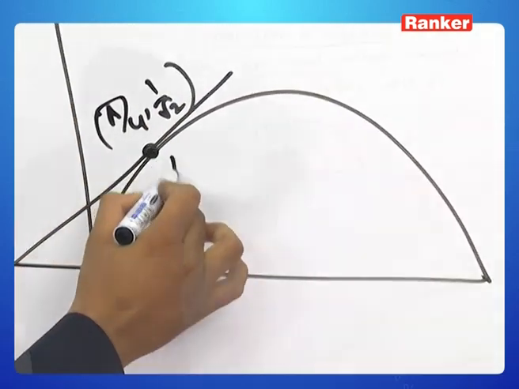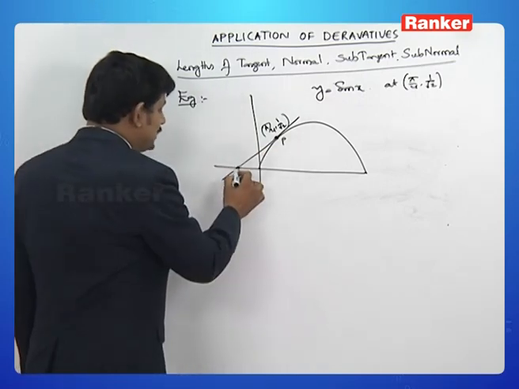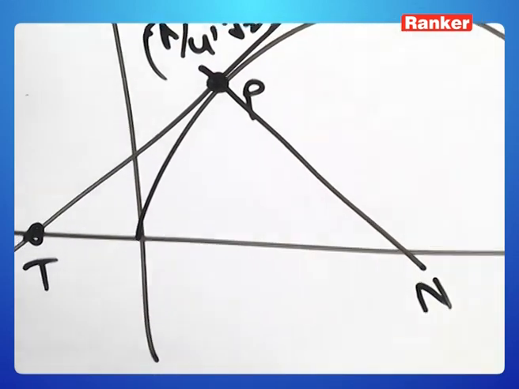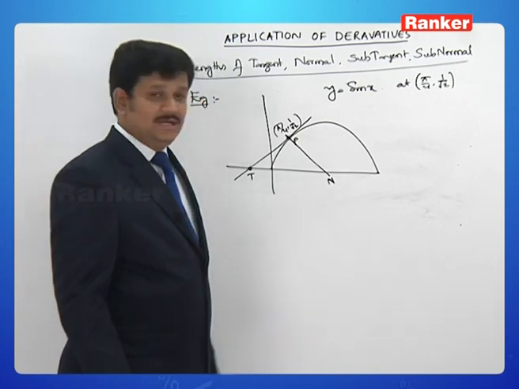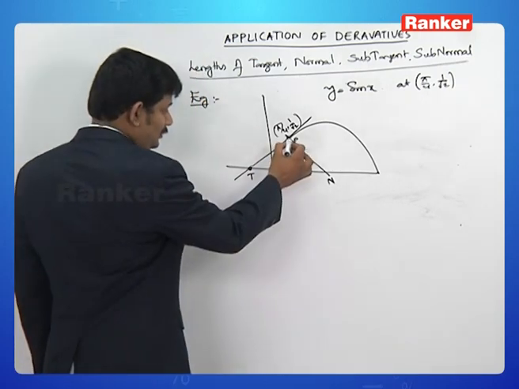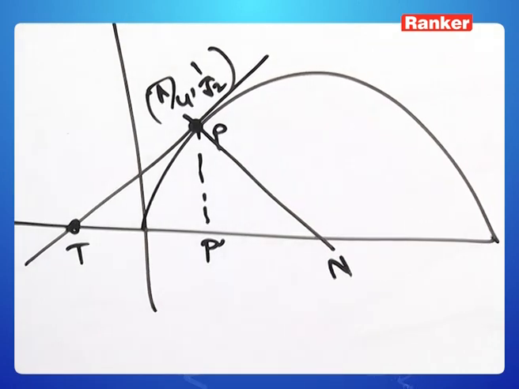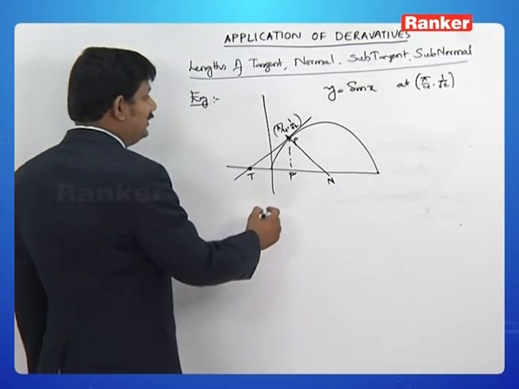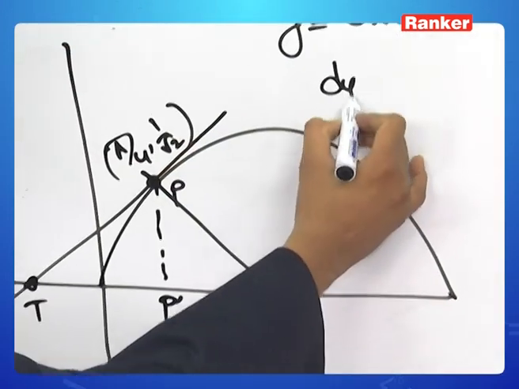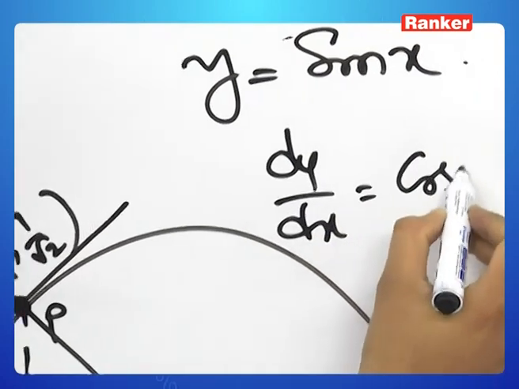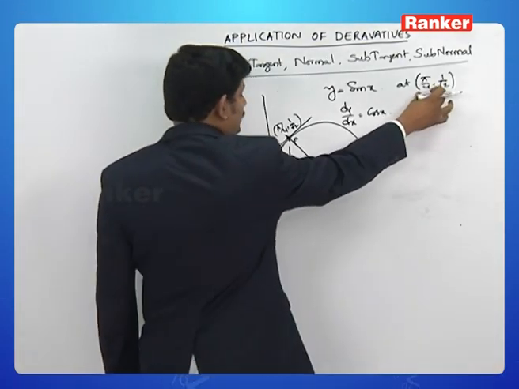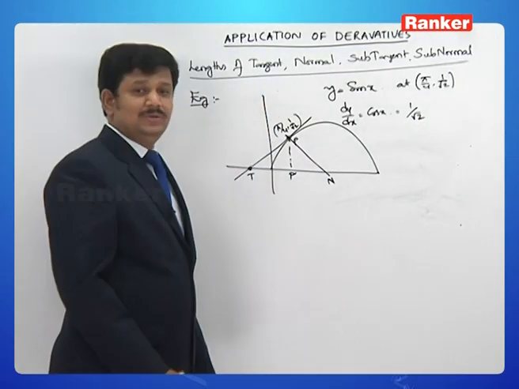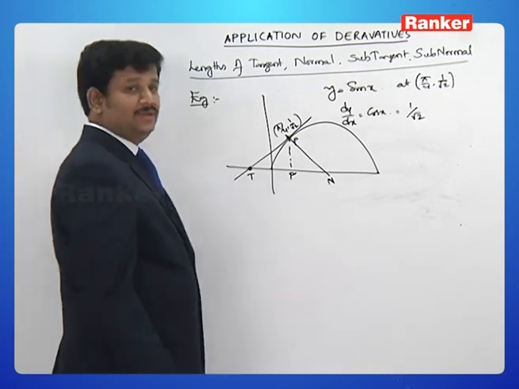Draw a tangent, let us say this point is P, let the tangent cut the x axis at T, PT is called length of the tangent. Draw the normal, let us say the normal cuts the x axis at N, PN is called length of the normal. Projection P dash N is called subnormal, and P dash T is called subtangent. So, let us find each one of the lengths. Before that, dy by dx is equal to cos x, and at this point dy by dx would be 1 by root 2, cos pi by 4 is 1 by root 2.